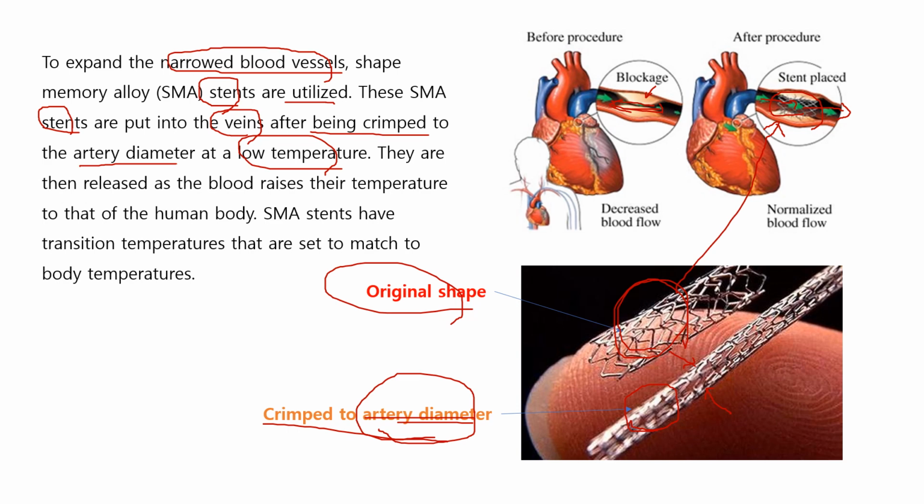They are then released as the blood raises their temperature to that of the human body. Shape memory alloy stents have transition temperatures that are set to match the body temperature. Right.